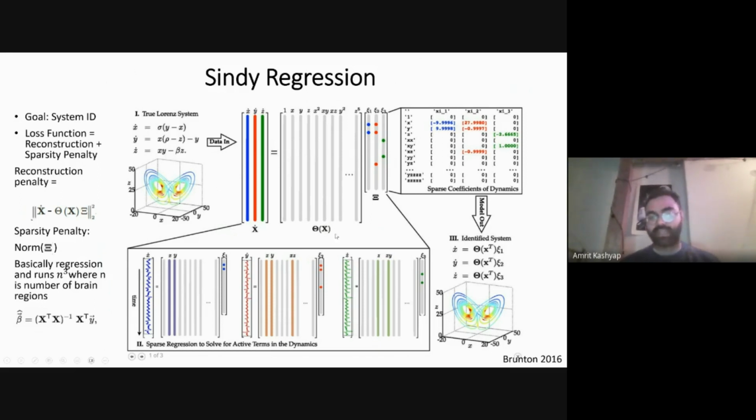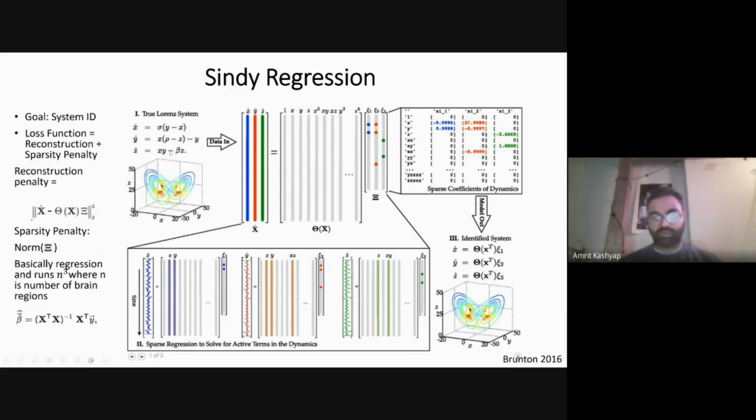The way that it does that is it creates a library of functions. Since x, y, and z, here for the Lorenz system, are recorded, you have x, y, and z. Then you can also square them and multiply them and so on, so you can create a huge library. The problem here is that you have all the derivatives over time, which you can compute by the difference, and then this massive library. So you solve for these little coefficients, and you want these sparse coefficients.